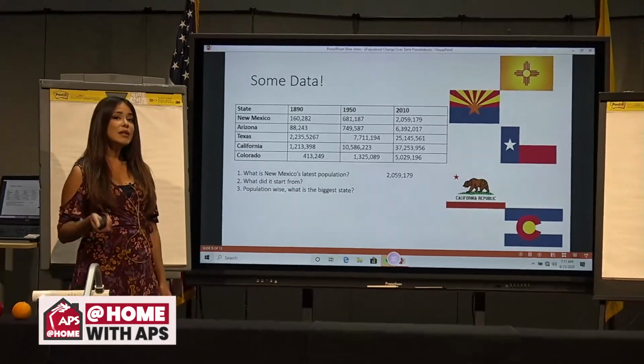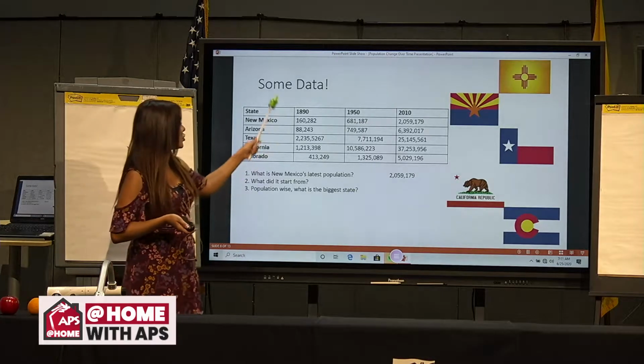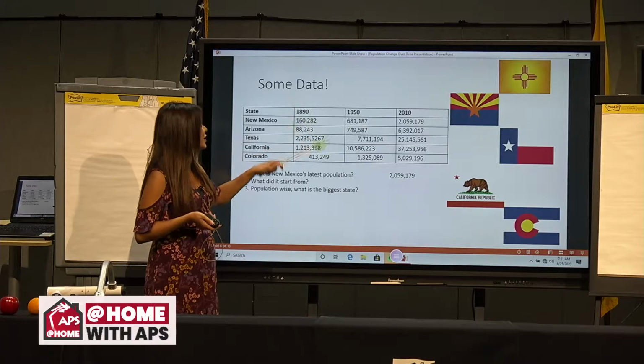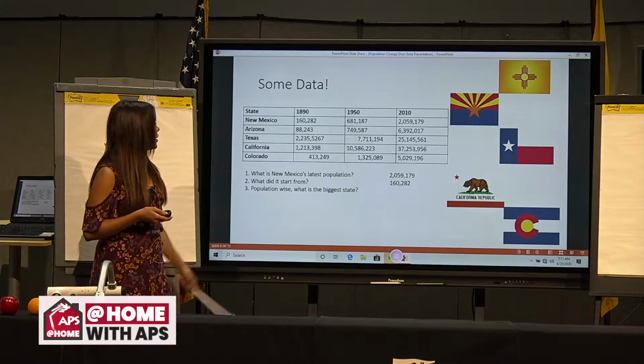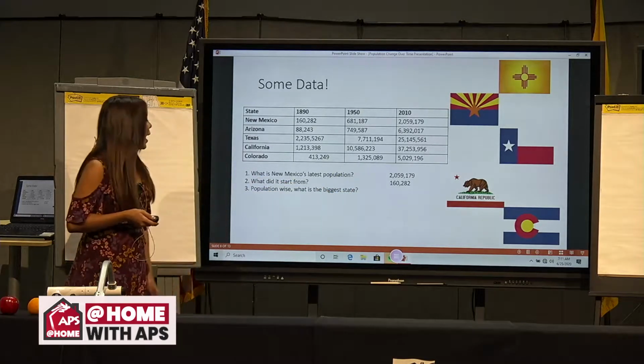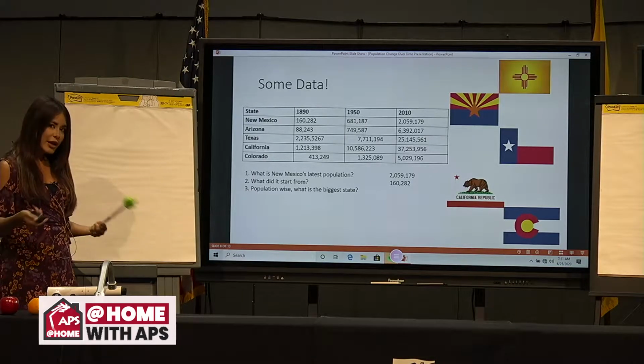What did it start from? So what that means is what was the earliest population. So we go to our first column, and it's actually 160,282. Right here. Population-wise, and that's talking about how many people are in an area only.